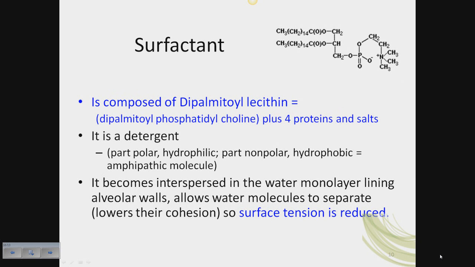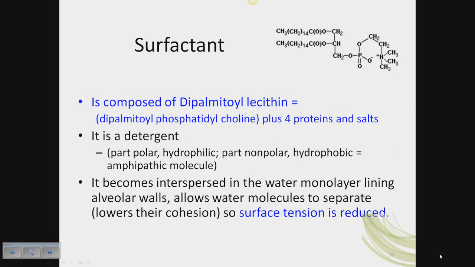And dipalmitoyl lecithin is shown up here as a picture in the top right of your screen. If you look on the right side, you see a phosphate group and a nitrogen group with lots of methyl groups. What I'm trying to show you is that the phosphate group is negatively charged, and that nitrogen has 4 bonds to it, so it's positively charged. So we have a head-like structure that makes this molecule hydrophilic. That's the hydrophilic part.